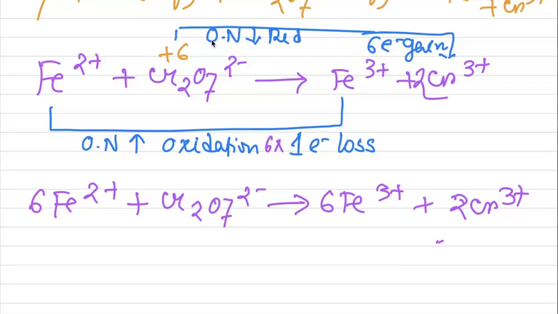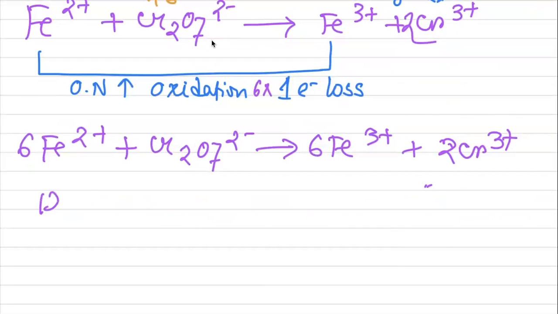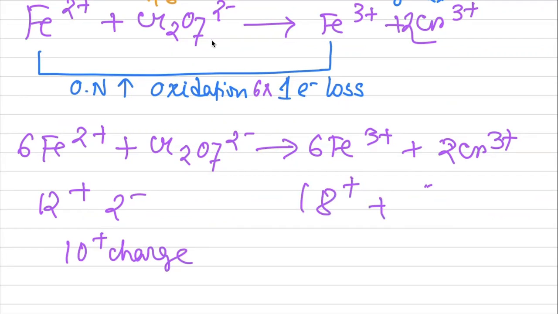Now we have to balance the charge. See, on the reactant side, 12 positive charge, 2 negative charge, that means 10 positive charge. Here on the product side, 18 positive charge plus 6 positive charge, that means 24 positive charge. So on the reactant side, 10 positive charge, on the product side, 24 positive charge. So the difference in positive charge is 14.